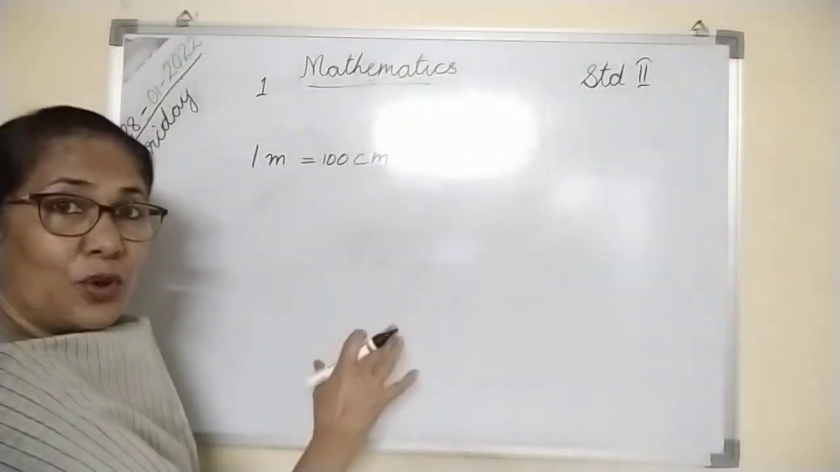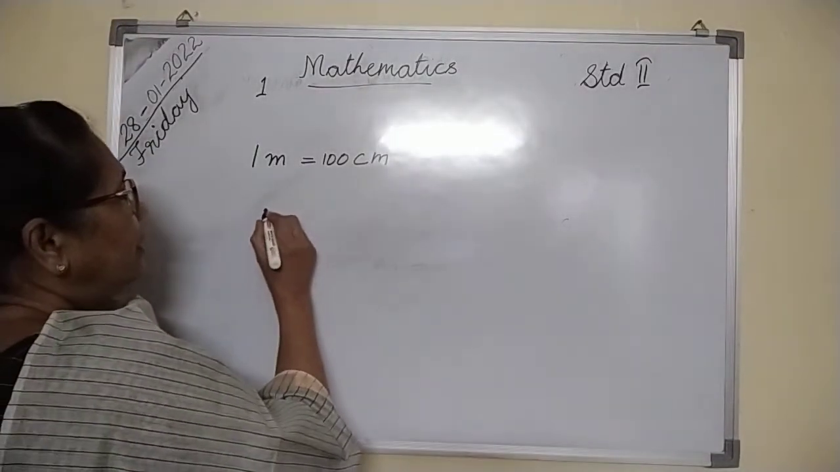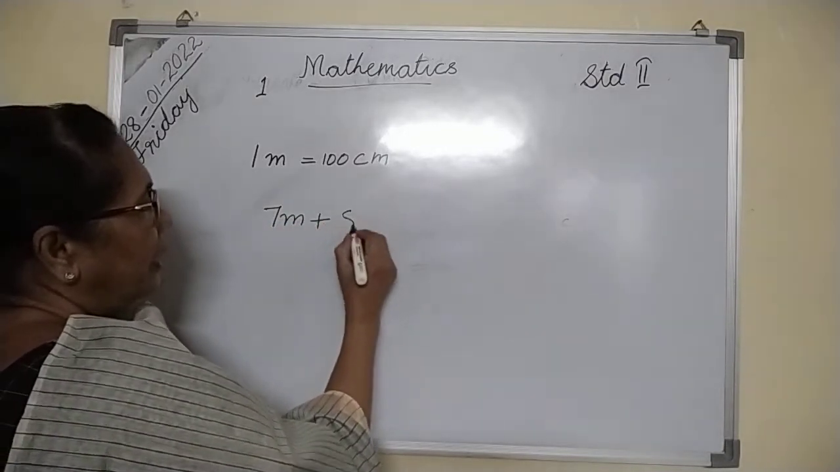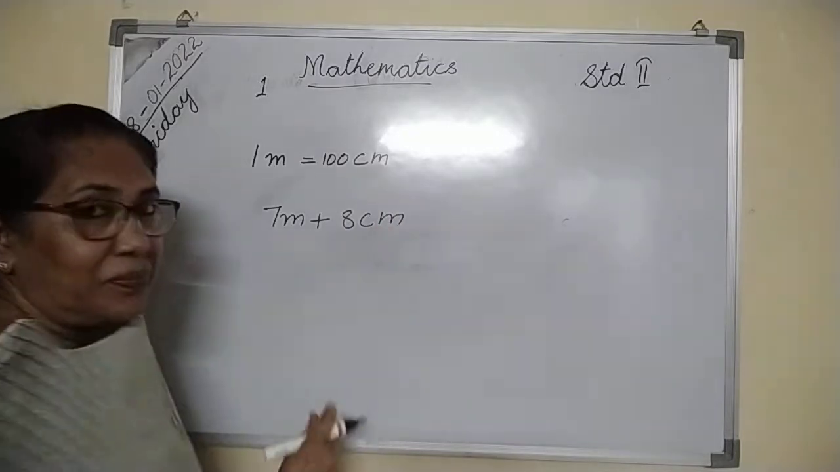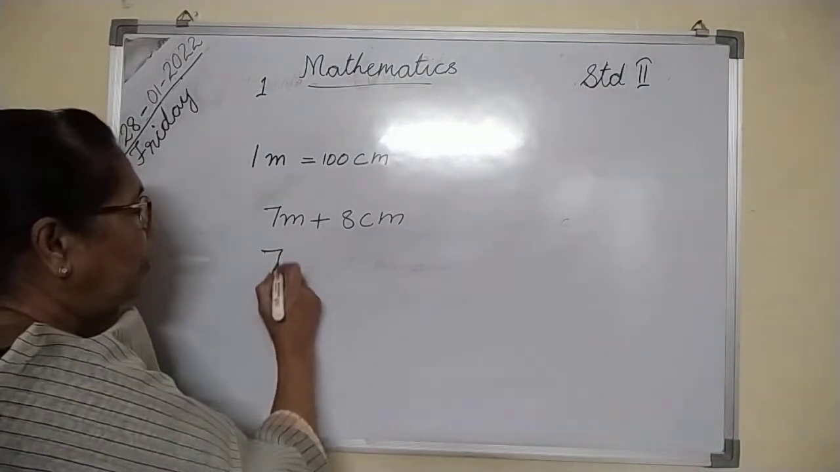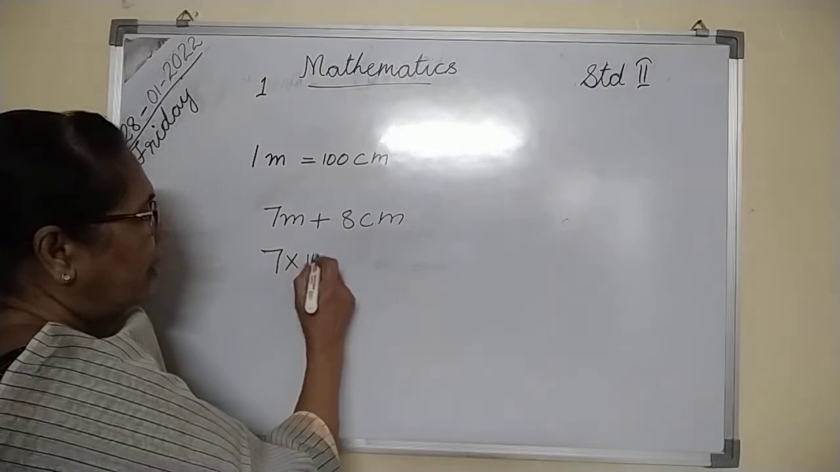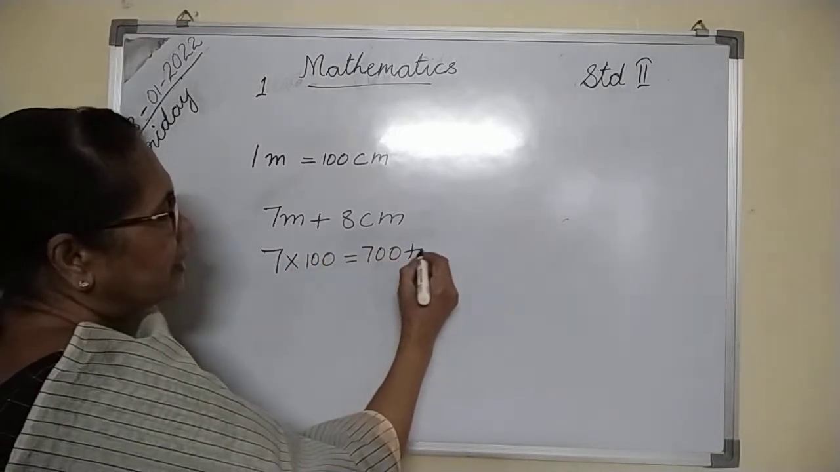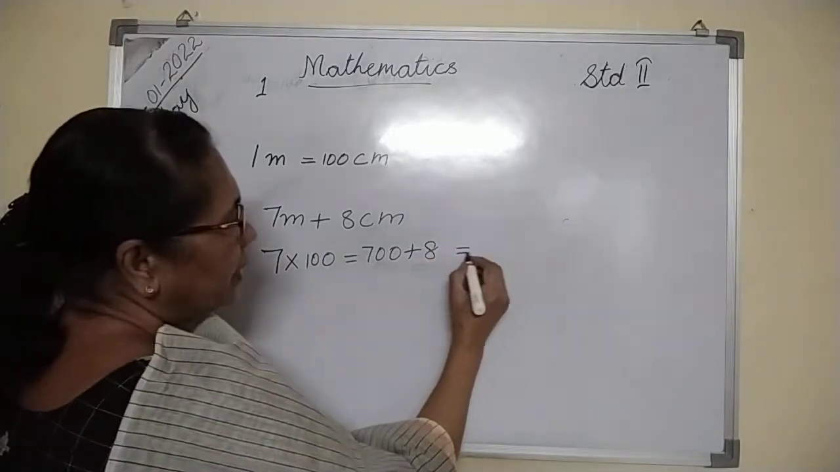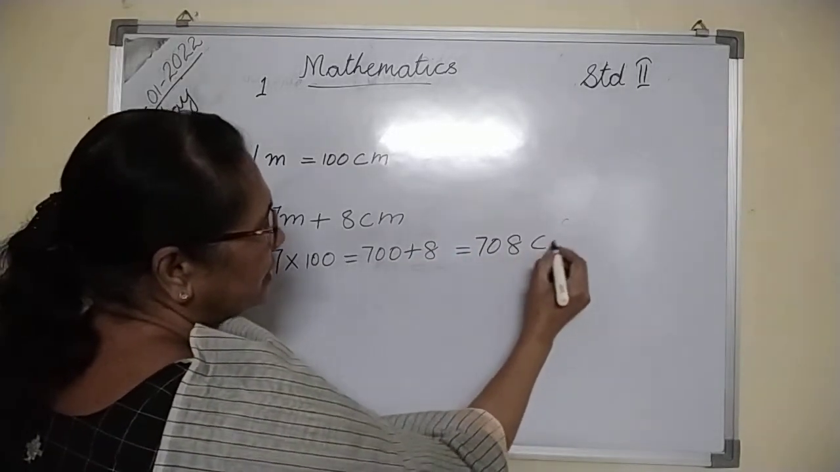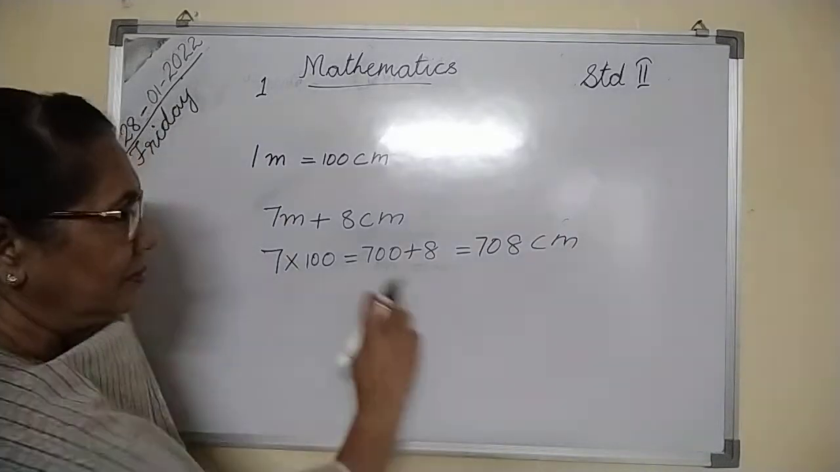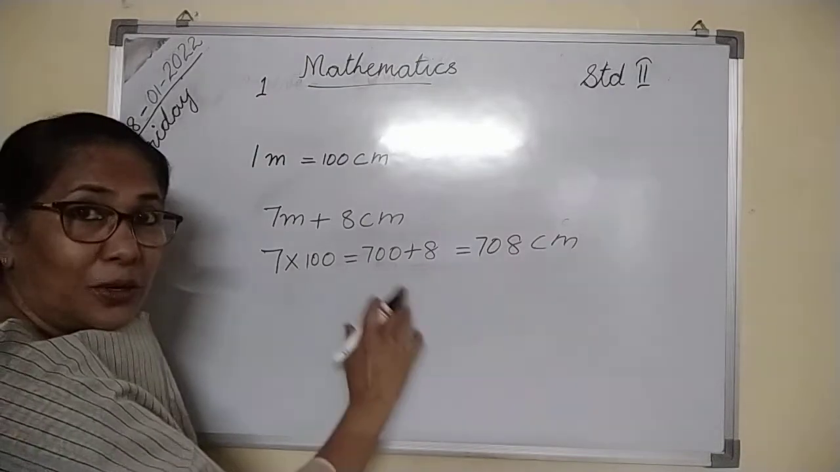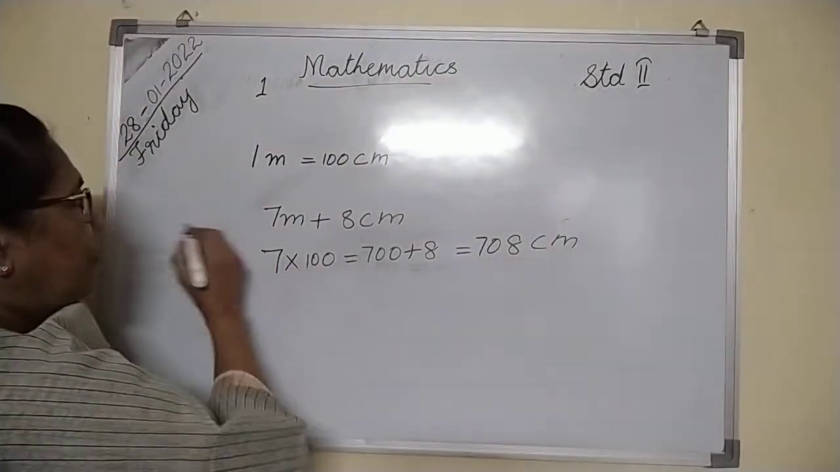Now I am going to give you a few more examples. That is 7 meters plus 8 centimeters. So how do you do this? First 7 into 100 equals 700 plus 8 centimeters. So you get 708 centimeters. This you have to do. Okay, do this in your notebook. Right, now this is the first one.